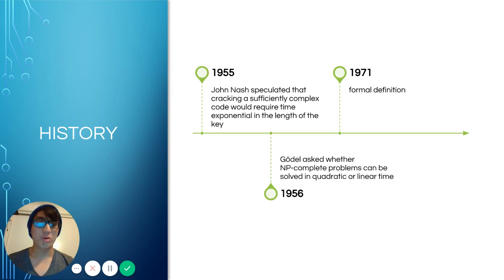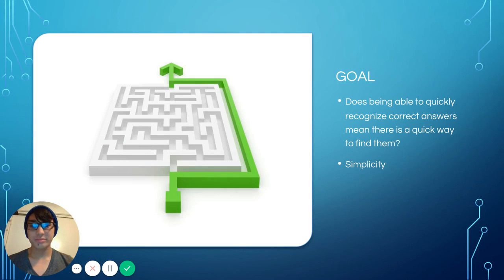So jump forward to 1971, and that's when the Clay Mathematics Institute gave a formal definition of this problem. So the goal of this problem would be asking the question, does being able to quickly recognize correct answers mean there is a quick way to find them? So in the end, if we could solve this issue, then we could find simplicity in these problems.